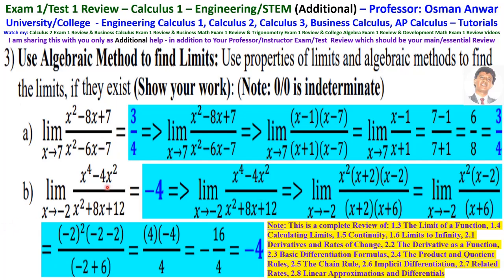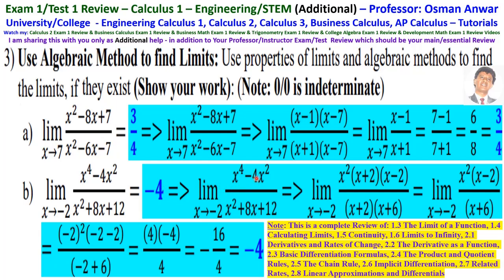B is limit as x approaches minus 2 of x to the 4 minus 4x squared over x squared plus 8x plus 12. Then if you evaluate it at minus 2, it's going to be 0 over 0, which is indeterminate. Indeterminate is not an answer. So we have to do some algebra before we take the limit.